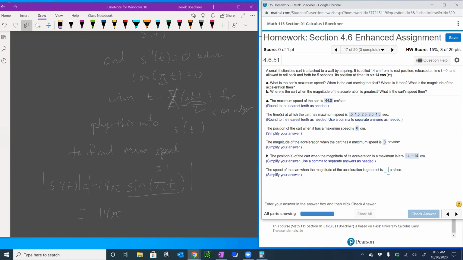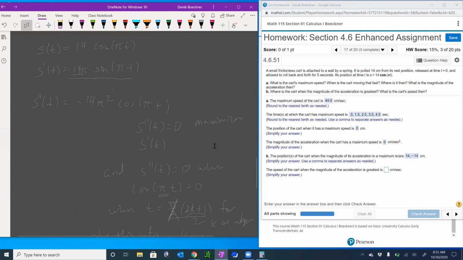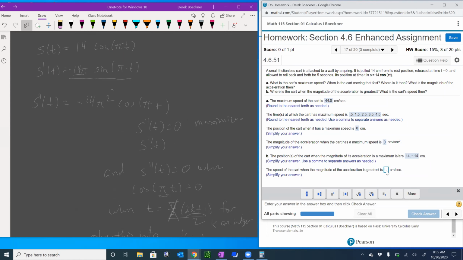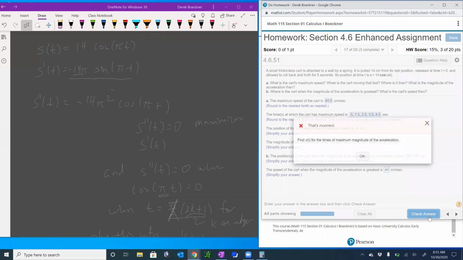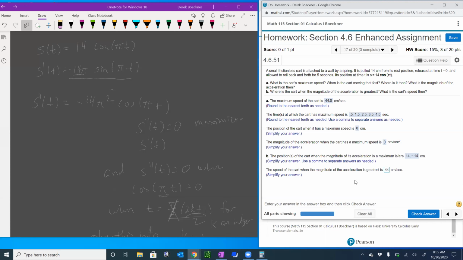So that would be at half of a second. We plug half a second into the speed function. So that's going to be that 14 pi, right? That's going to be the 44 again. Oh, it wants, what does it want? The speed of the cart when the, oh yeah, the speed of the cart.